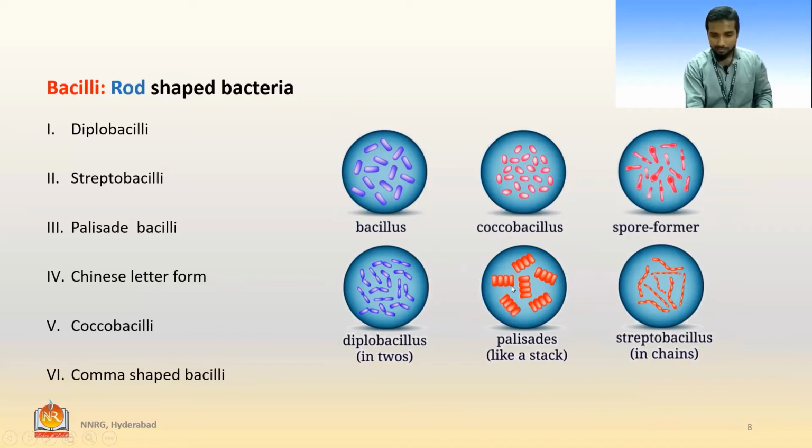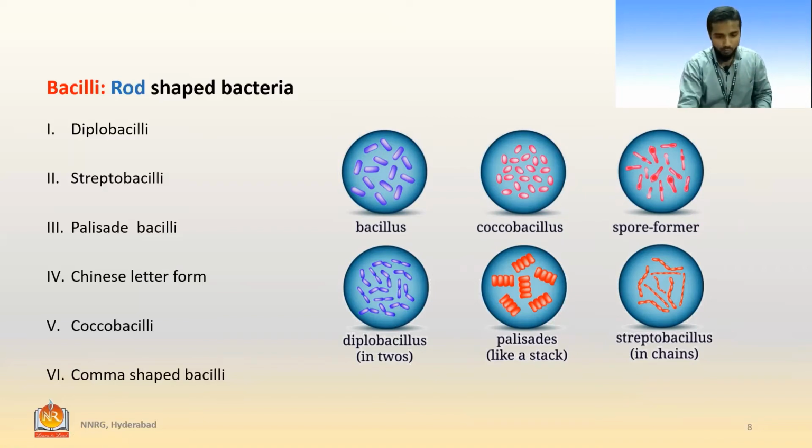And Palisade bacillus, it will be a sequence of bacterial cells attaching one after the other in an adjacent way. Whereas in Diplobacillus it will be in this way, and in this case it will be in this way. And then Chinese letter form, I didn't find the structure of it. And Coccobacillus, it means it will be like a spore coming together. And comma shaped bacillus, I didn't find that shape either. And spore forming bacillus are also present. It will be like a spoon, thinner at one end and bulging on the other side.